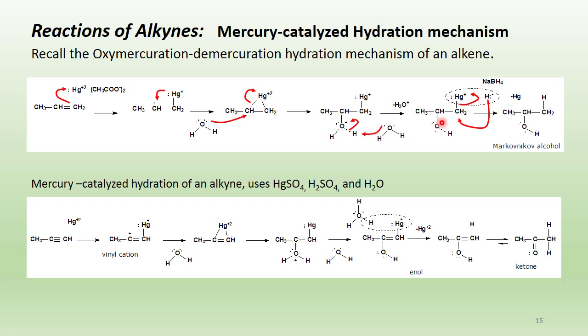Compare that with the mercury-catalyzed hydration of an alkyne. This is done in a single step using mercury(II) sulfate, some sulfuric acid, and water altogether. Now in the case of mercury(II) acetate, it's unclear just how ionized mercury(II) acetate is. I've shown it as ionized for simplicity, but it probably is a combination of polar covalent and ionic bonds.